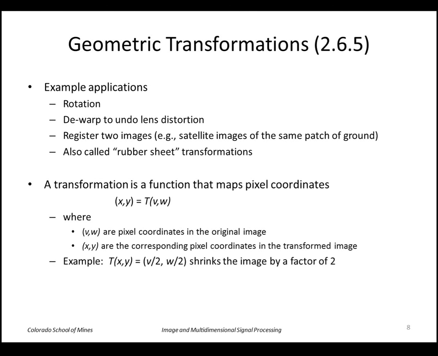So we're going to think of a transformation as a function that maps pixel coordinates. So let's say we have v and w are the coordinates in the original image and x and y in the transformed image. So for example, if we were just scaling by a factor of 2, then t is this function v over 2 and w over 2. But we actually need the inverse function, because what we really want to do is go through the output image and figure out at each x, y where that point came from, v, w, in the input image.